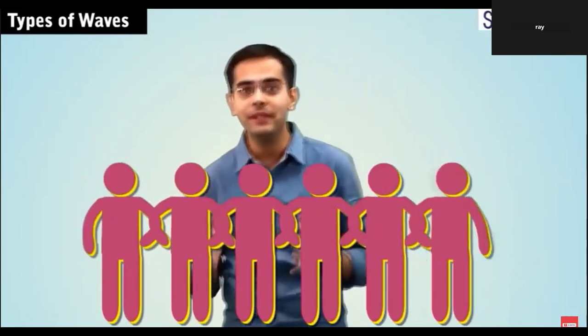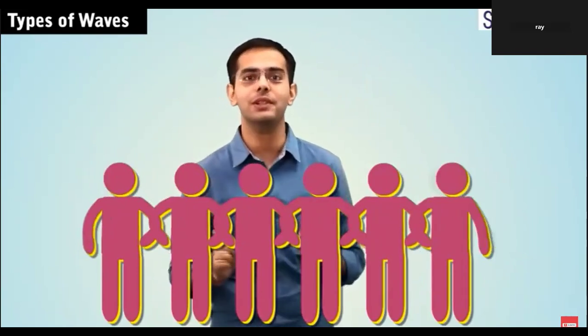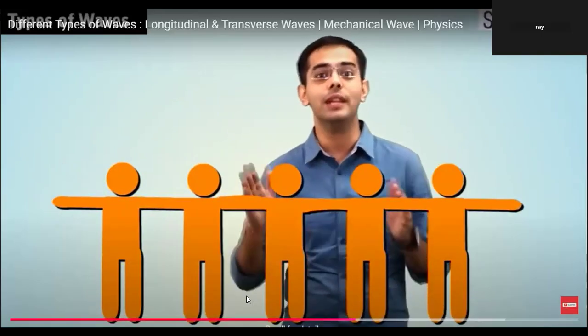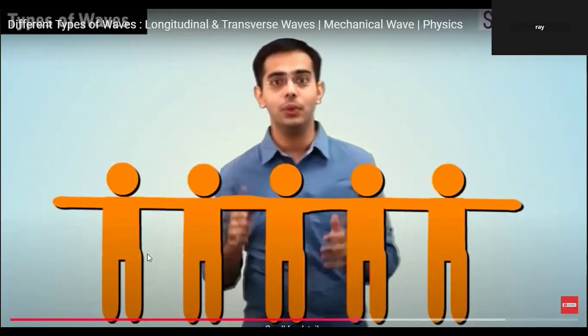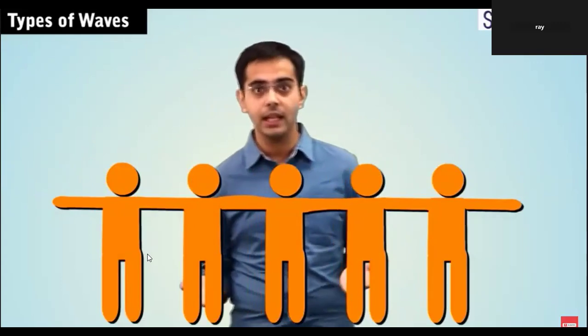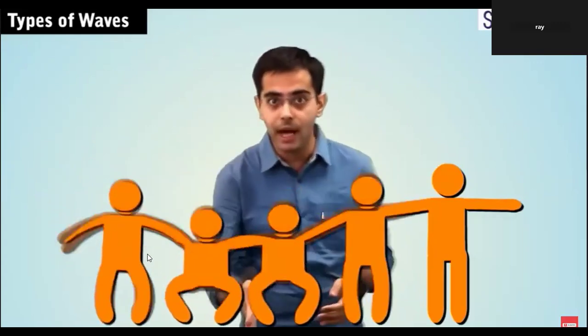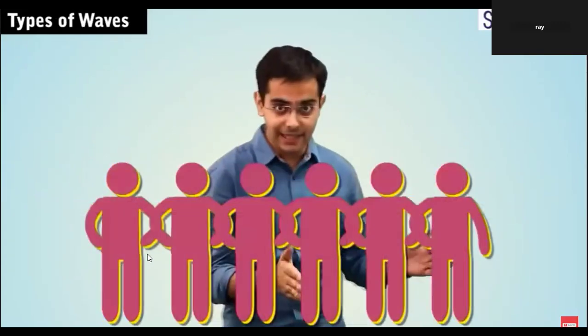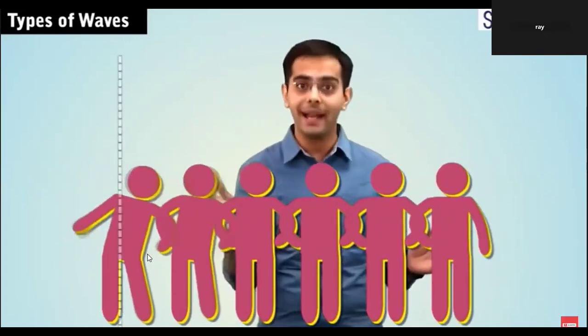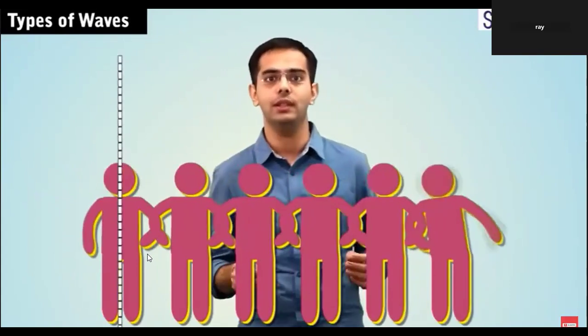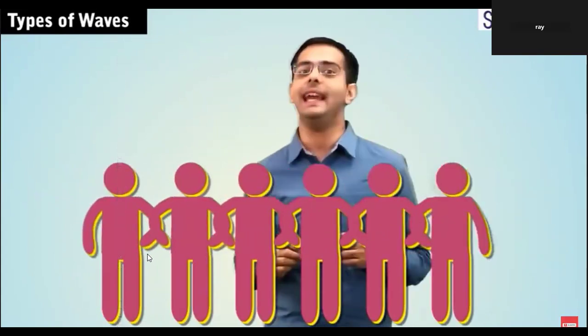So how is this moment different from the previous one, where each person is holding each other through their shoulders? Now that's something which we have to look forward to. You can see here in the previous case, each person was undergoing up and down motion, while in this case, each person is moving back and forth about their mean position. And the push and pull is transmitted to the person at the end.